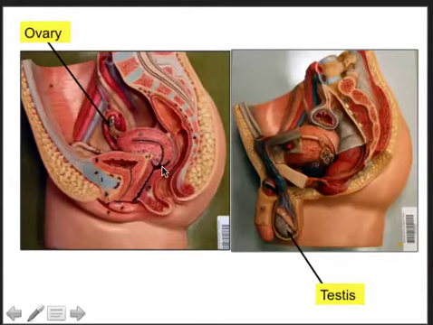This is the vagina, and this, of course, is the anus and the rectum. This is the urethra. This is the bladder. So you can see that the uterus sits right on top of the bladder.